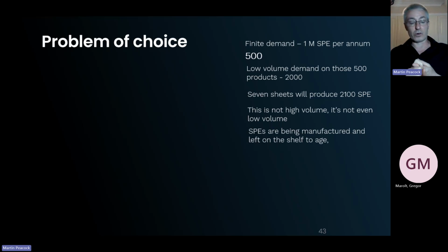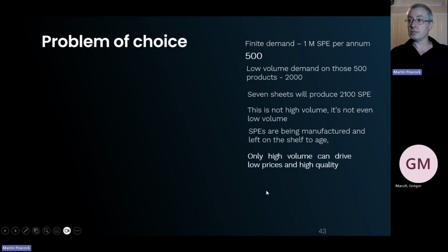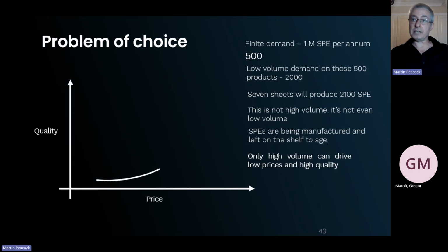SPEs are made in very low volume. In fact, most of them actually end up on the shelf, where they're basically aging. And so you're not surprised then when you find that they're not very reproducible. It's only high volume that can drive low prices and high quality. Now, what's actually happening is you're paying a low price, but you're ending up with low quality. And I don't need to defend that comment. Just ask around and you'll soon find out that that's a definite experience that most people have.